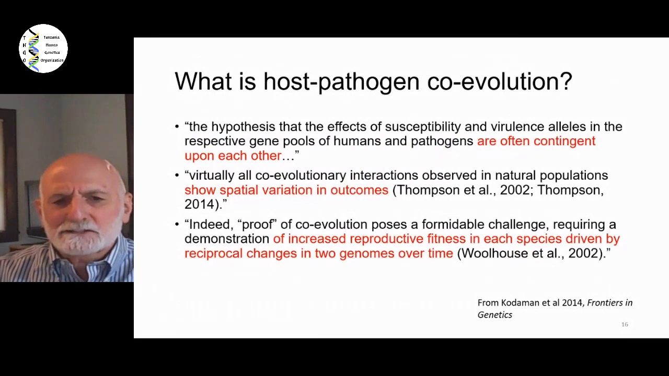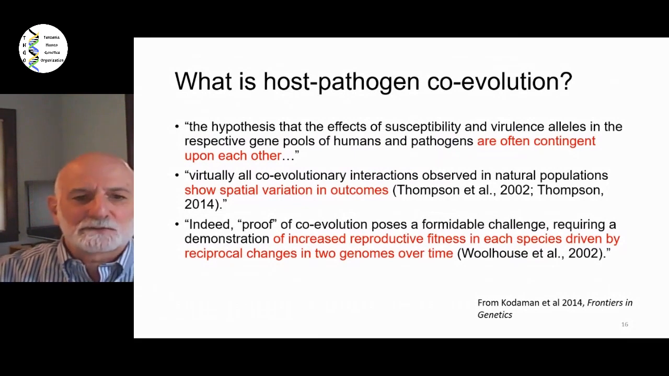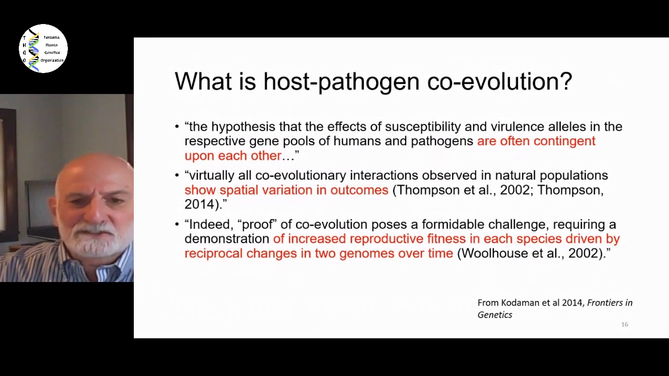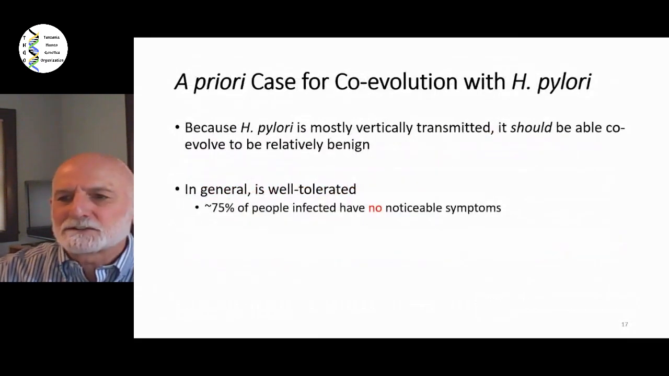And this concept of coevolution is really difficult to prove because it involves an increased reproductive fitness in each species driven by the other species. And this is done statistically by inference, as I'll show you. But it's really hard to demonstrate in real time, although it has been shown in some non-human species.